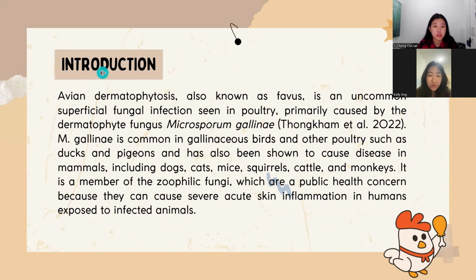So for introduction, avian dermatophytosis, which is also known as FAVUS, is an uncommon superficial fungal infection seen in poultry. It is primarily caused by the dermatophyte fungus Microsporum gallinae. Microsporum gallinae is common in gallinaceous birds and other poultry, such as ducks and pigeons, and has also been shown to cause disease in mammals, including dogs, cats, mice, squirrels, cattle, and monkeys. It is also a member of the zoophilic fungi, which are a public health concern because they can cause severe acute skin inflammation in humans who are exposed to infected animals.